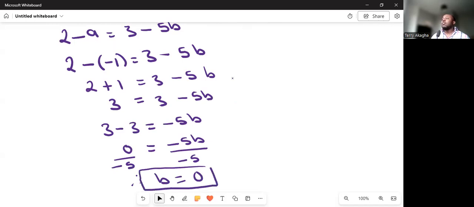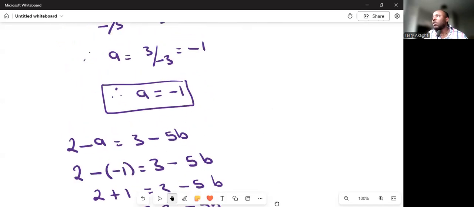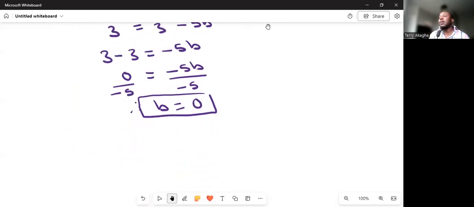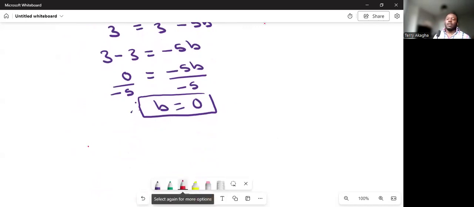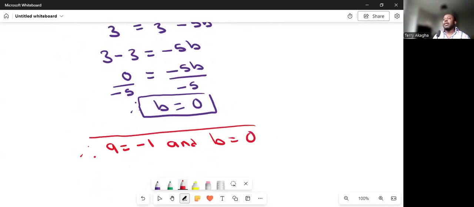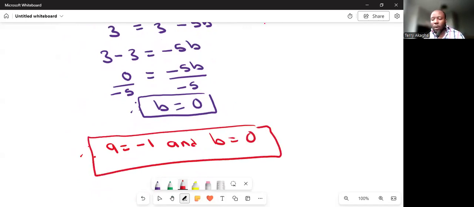So that means for this question here, a is minus 1 and b is 0. So therefore, we can now say a is equal to minus 1 and b is equal to 0. And that will be the answer for that. All right, so that is it for equal complex numbers.